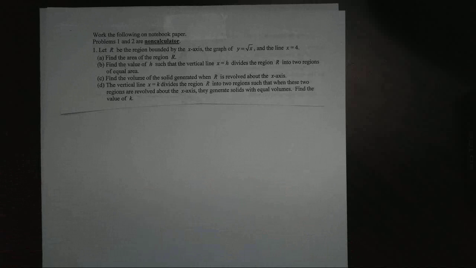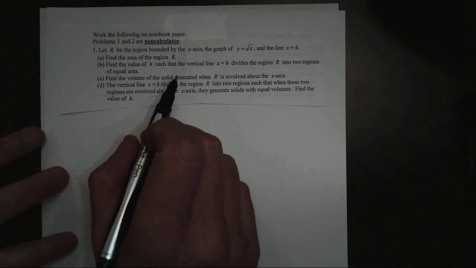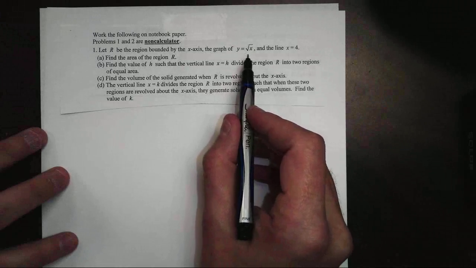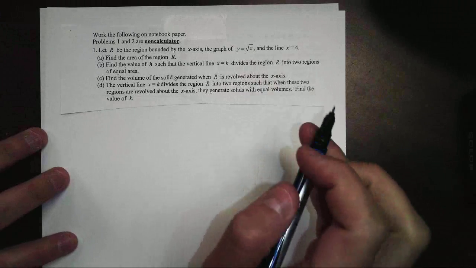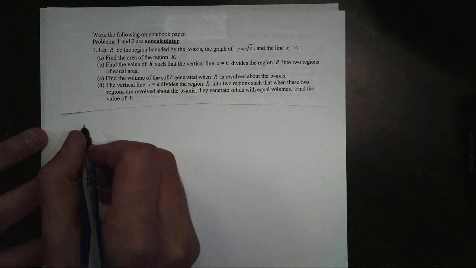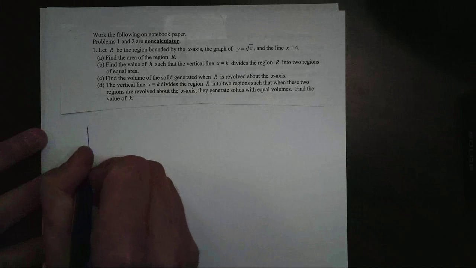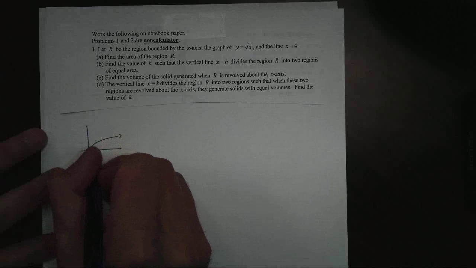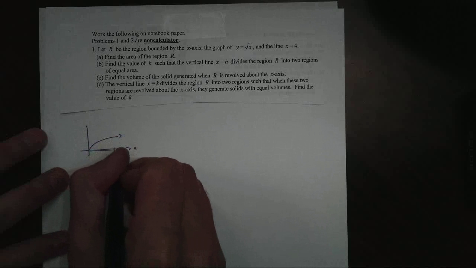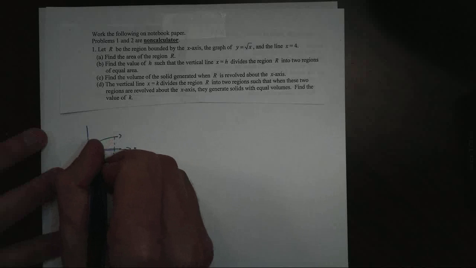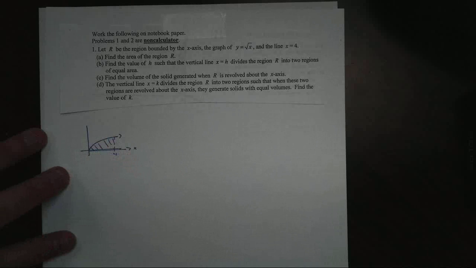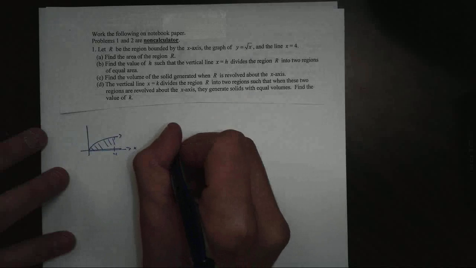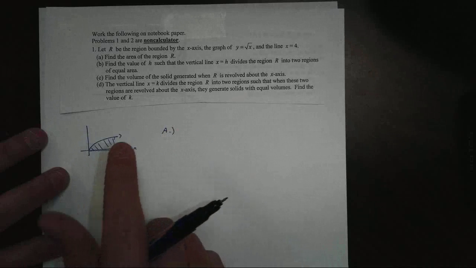It says, let R be the region bounded by the x-axis and the graph of this square root curve, and the line x equals 4. So first thing I'm going to do before I do anything else is graph this: the square root of x, the x-axis, and the line x equals 4. So we know we're looking for this region right here for part A. For part A, they just want us to find the area.